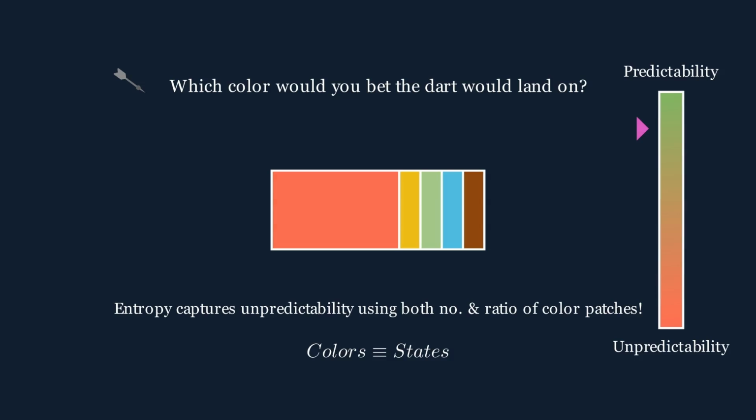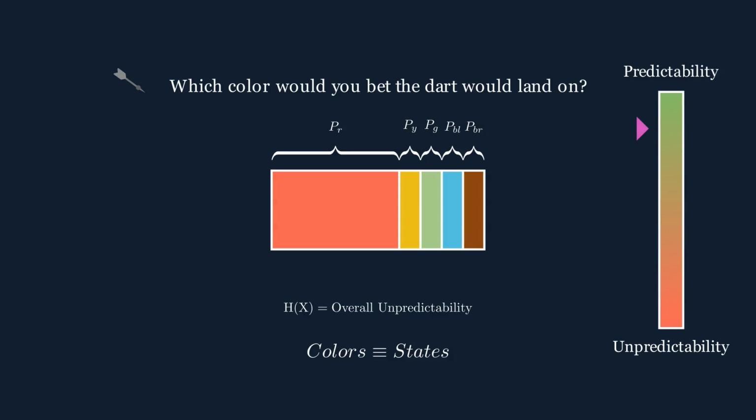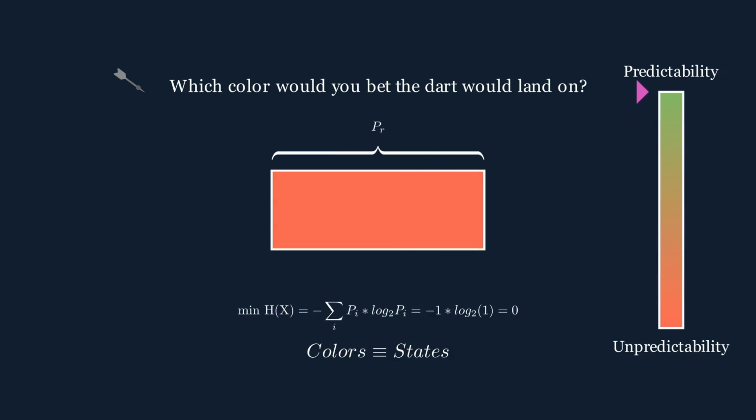And if we equate the fraction of area of the color patches to probabilities, entropy simply takes the average information gained from these states. Because remember, information is inversely related to probability. So taking an expectation of information is like taking a weighted average of unpredictability. The higher the entropy, the more unpredictable or random the system is. And if we use our formula, the entropy is lowest when there is a single color or single state, that is 0. Which makes sense because there will be no unpredictability in the system.